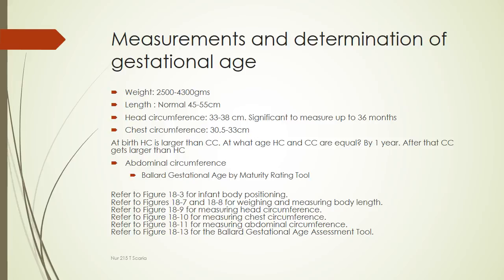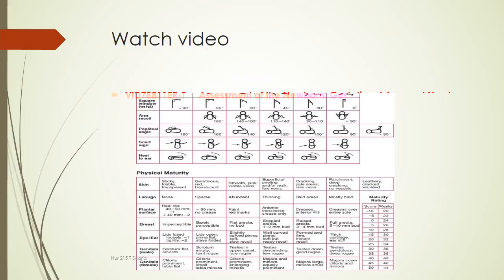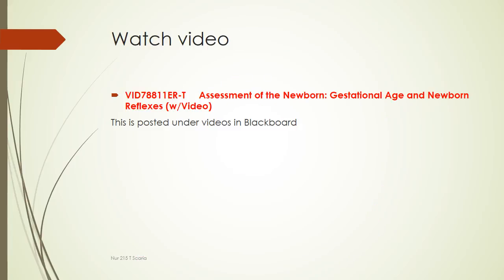And we need to record abdominal circumference too, and perform a Ballard gestational age by maturity rating scale. This is the Ballard gestational age assessment tool, and I usually ask maybe 1 or 2 questions from this, so please read this carefully, and also watch the video which I have posted, which explains very well how to do them. So go on to the videos and watch this video. Please don't forget to watch it.